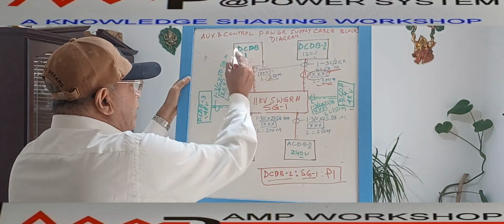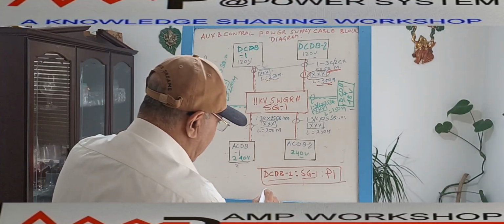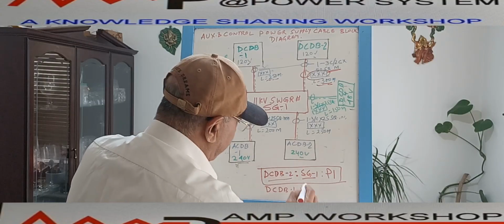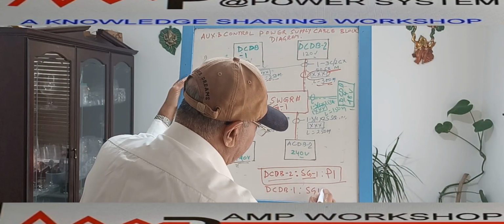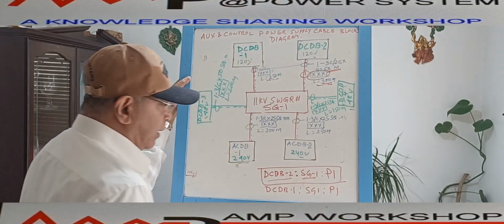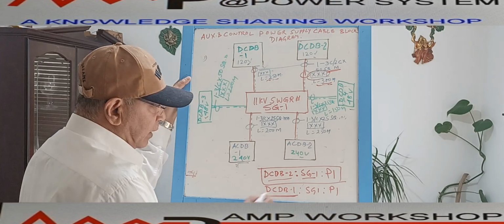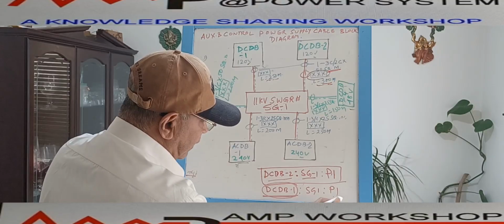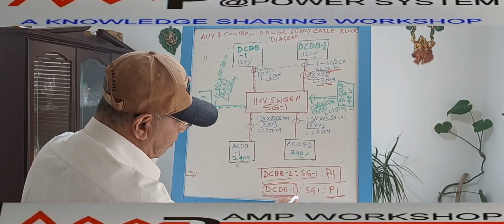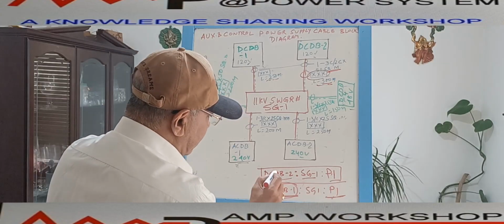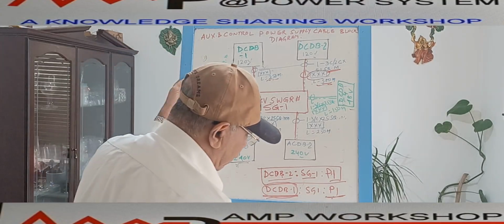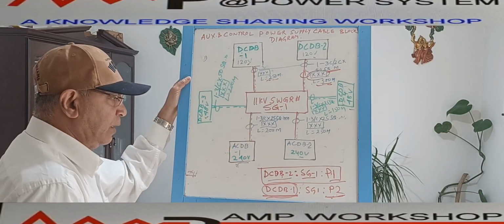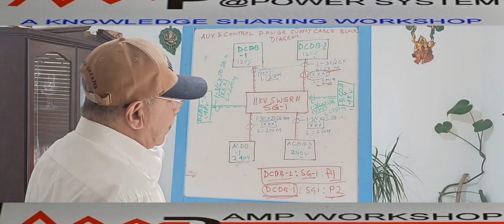Similarly, if we want to tag this cable, how will we do that? Here we will give DCDB 1 colon, and where it is going, SG1 colon. We also give another cable P1, because this will make the identification. Though the cable number is the same, this will make the difference. This P1 cable, we can understand, is coming from DCDB 1, and this P1 is the cable coming from DCDB 2. If you want to avoid confusion, you can give another number, that is no issue. You can give P2 if you want. So this way we put the cable tag.